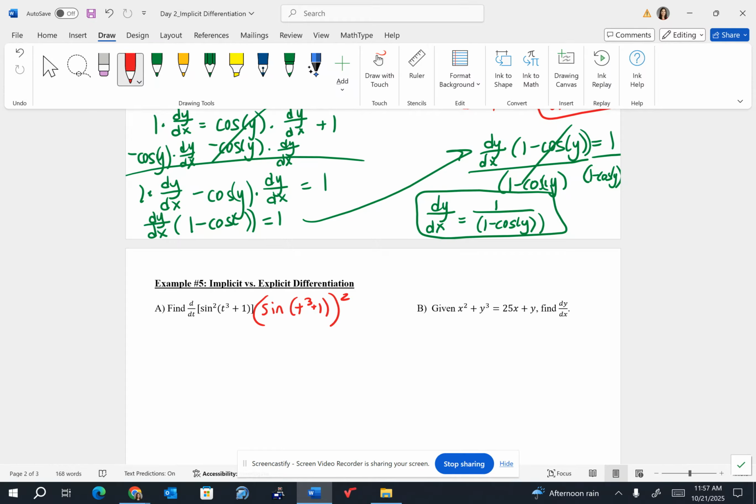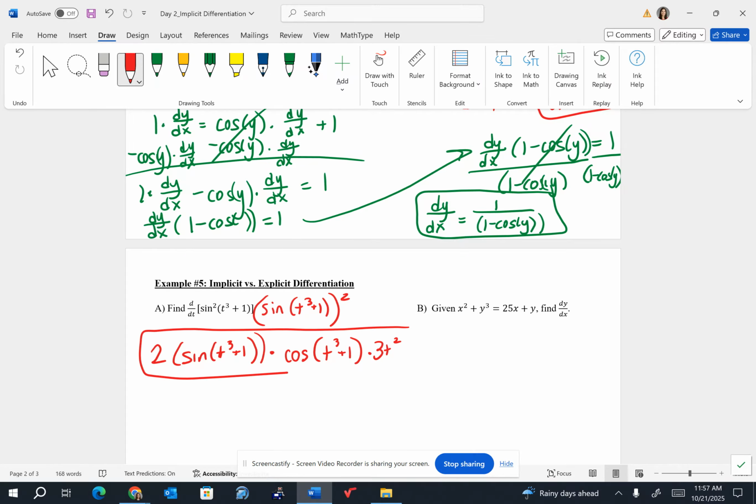So the derivative is, I'm going to use the chain rule. So I need to do the power rule first. I'm going to need to do the something squared part. So I'm going to move the 2 in the front, and then sine of (t cubed plus 1), just to the first power, times the derivative of what's inside. So the derivative of sine is cosine. And then the derivative of t cubed is 3t squared. So that's my final answer for that one.